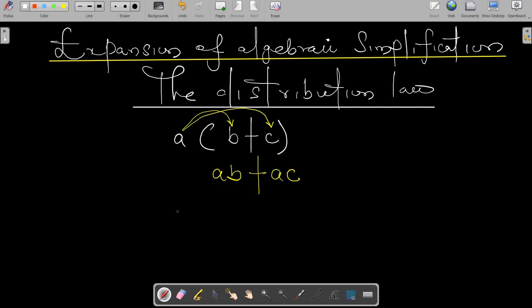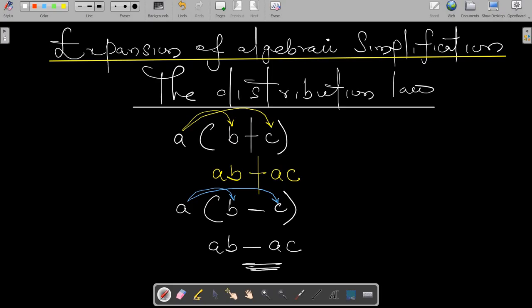Even if we have something like this, which is B minus C, we can also say that A is multiplied by B and this multiplied by this, also retaining the negative sign. So we now have it to be AB minus AC. So this is what I mean by distribution law.